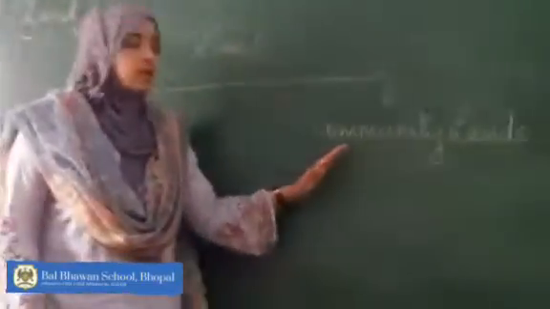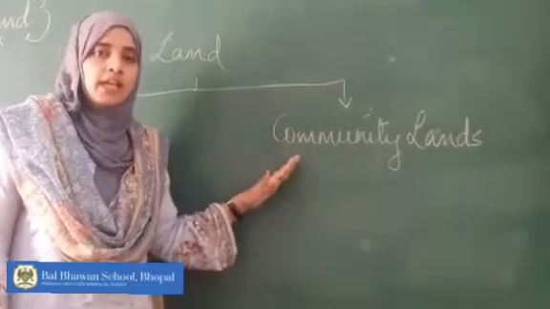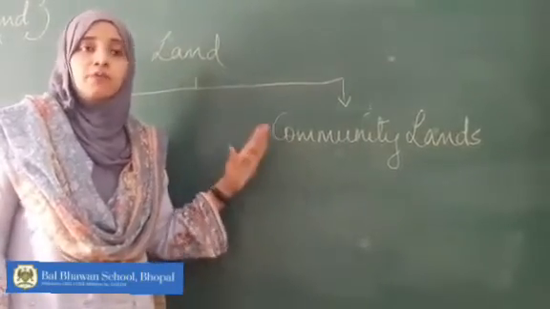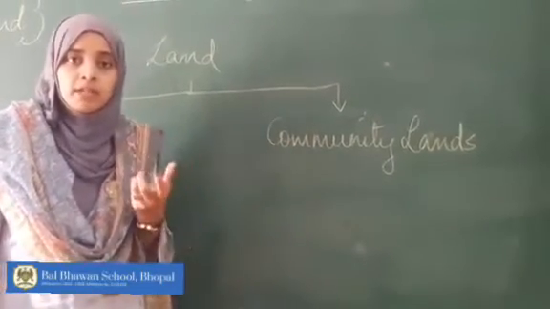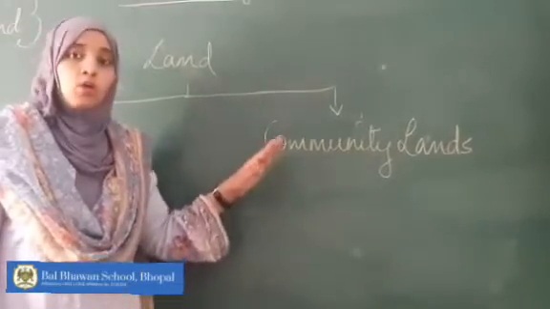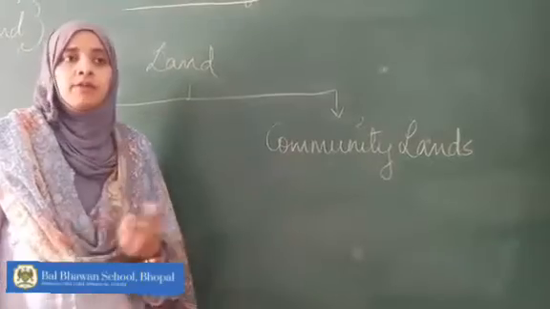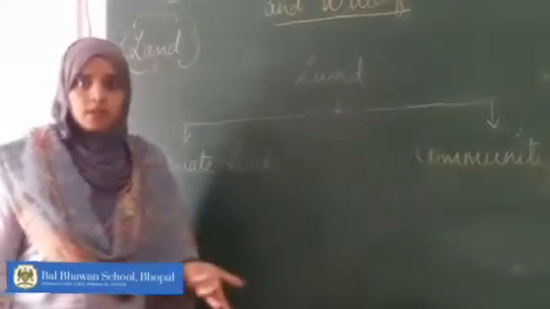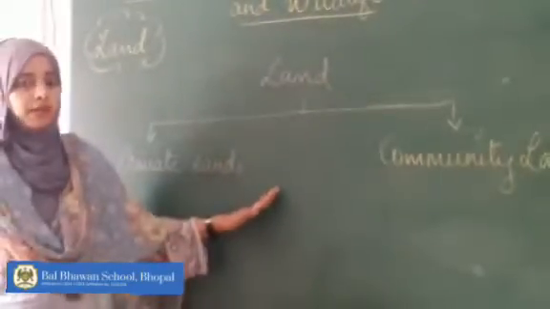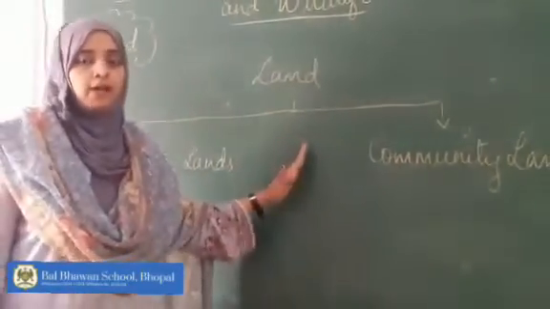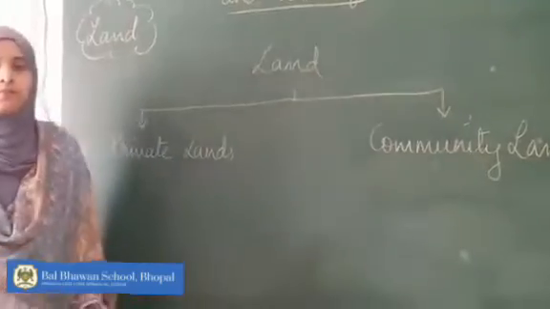Now the next is community land. Community land is owned by one community. Now community means group of people. So here group of people can use this land for common usage. For example, parks, gardens and roads. So in this way, we have read about classification of land on the basis of ownership.